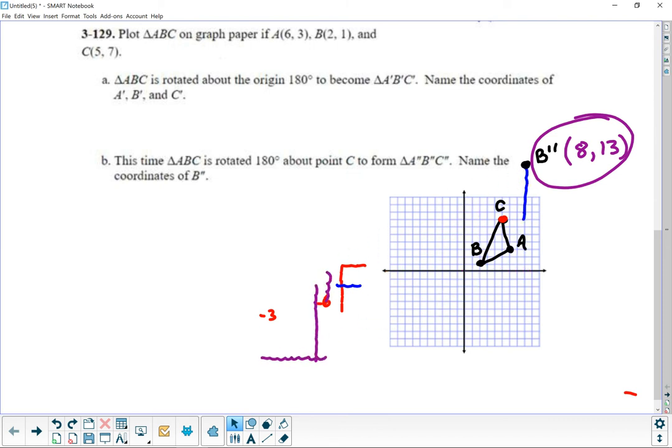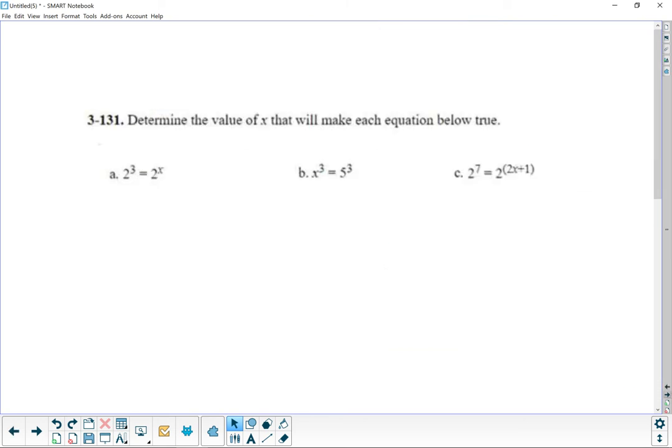Okay, and that's all using everything that I've done. Okay, backside. Determine the value of x that will make each equation true. All right, and this is what we learned in class today.